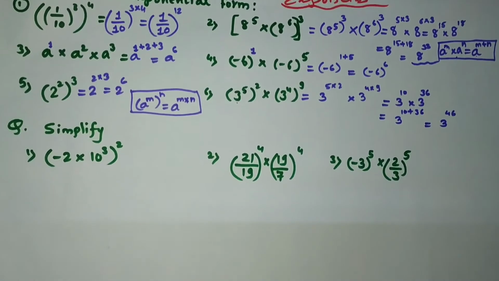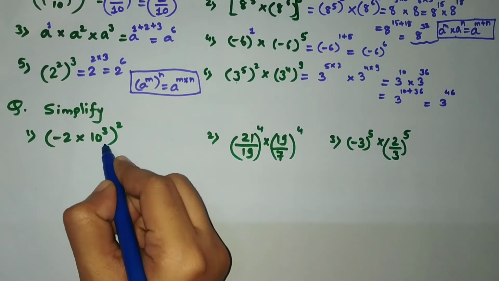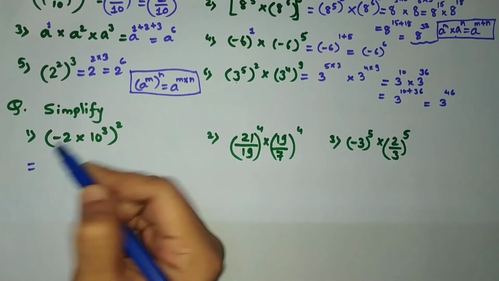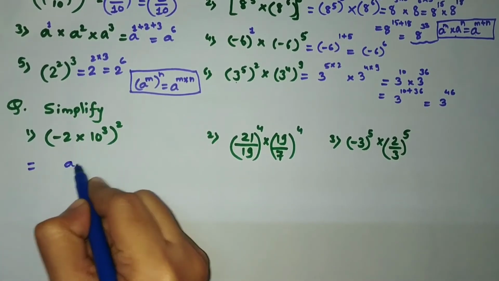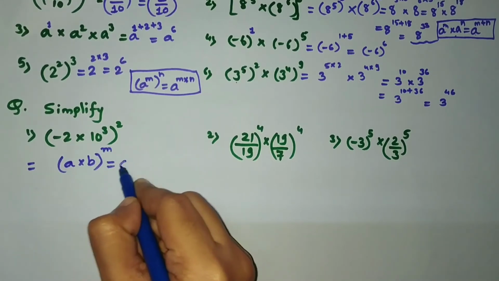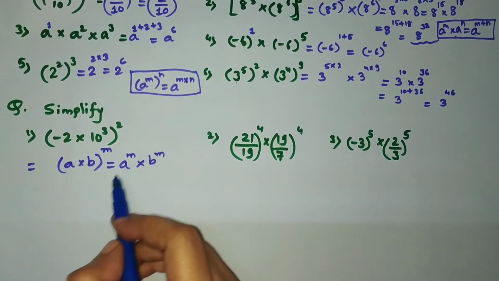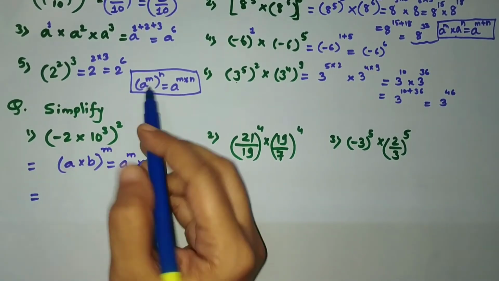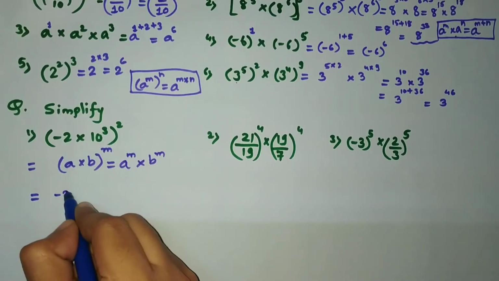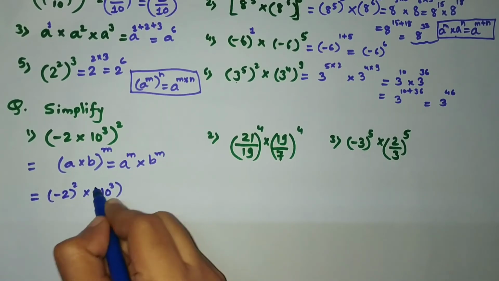Moving to the next question, we are having: simplify (minus 2 multiplied by 10 to the power 3) whole bracket to the power 2. So friends, here we are having the law (a into b) to the power m, so we need to write it as a to the power m into b to the power m. We'll use this law here. So first of all, this power 2 will be given to minus 2 and to this 10. So we'll write (minus 2) to the power 2 multiplied by (10 to the power 3) to the power 2.